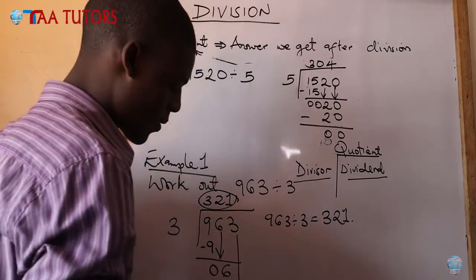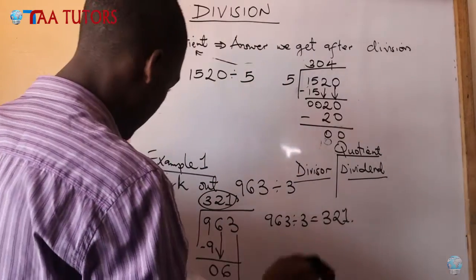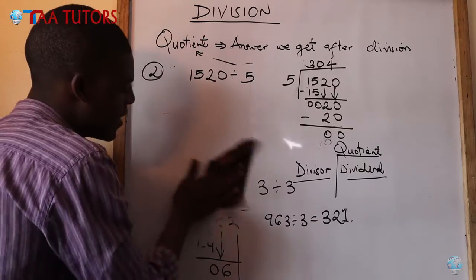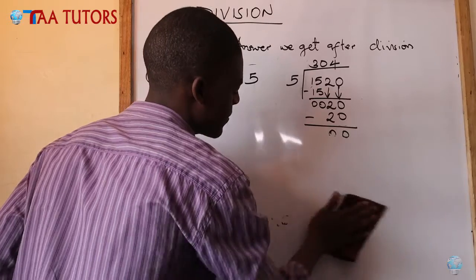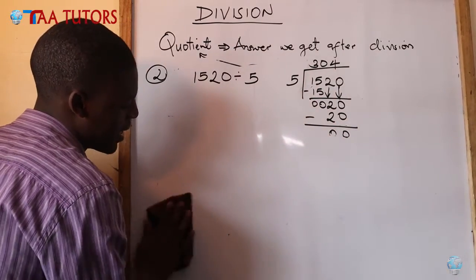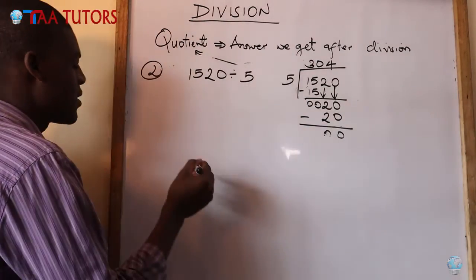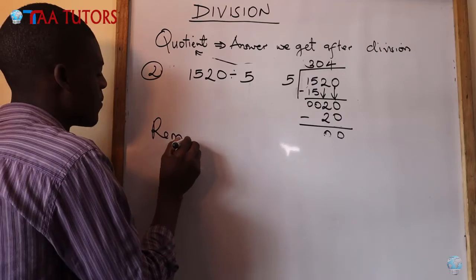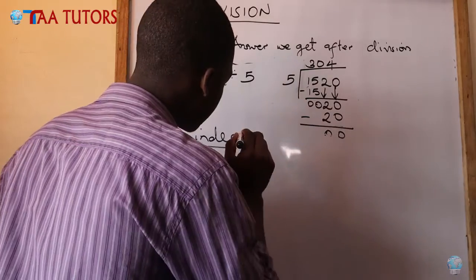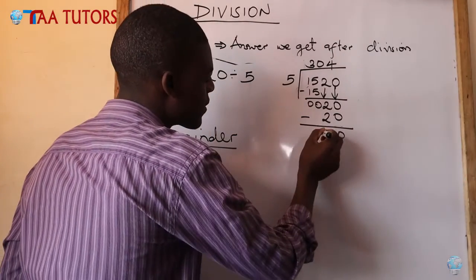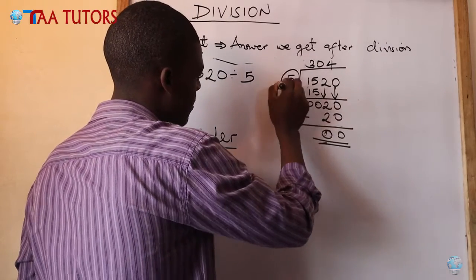There comes a case when the dividend is not exactly divisible by the divisor. In that case, we will have what is called a remainder. I want you to see this clearly. In this division, down here we will not get 0, 0, but we will get a number which is less than the divisor.